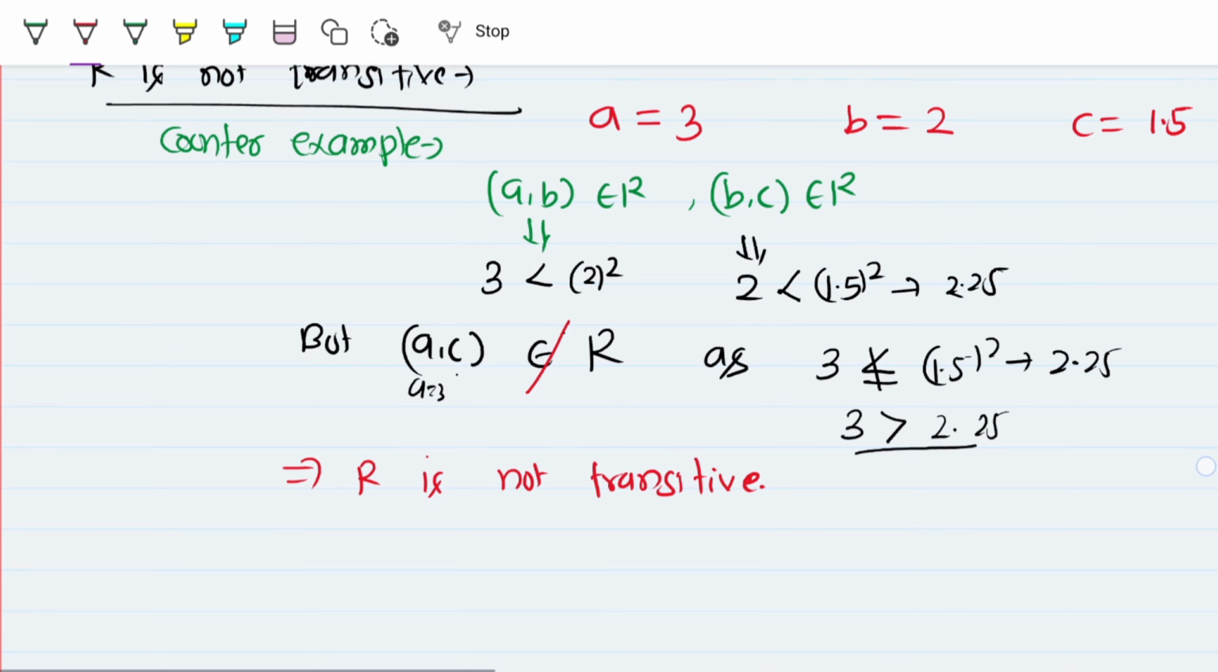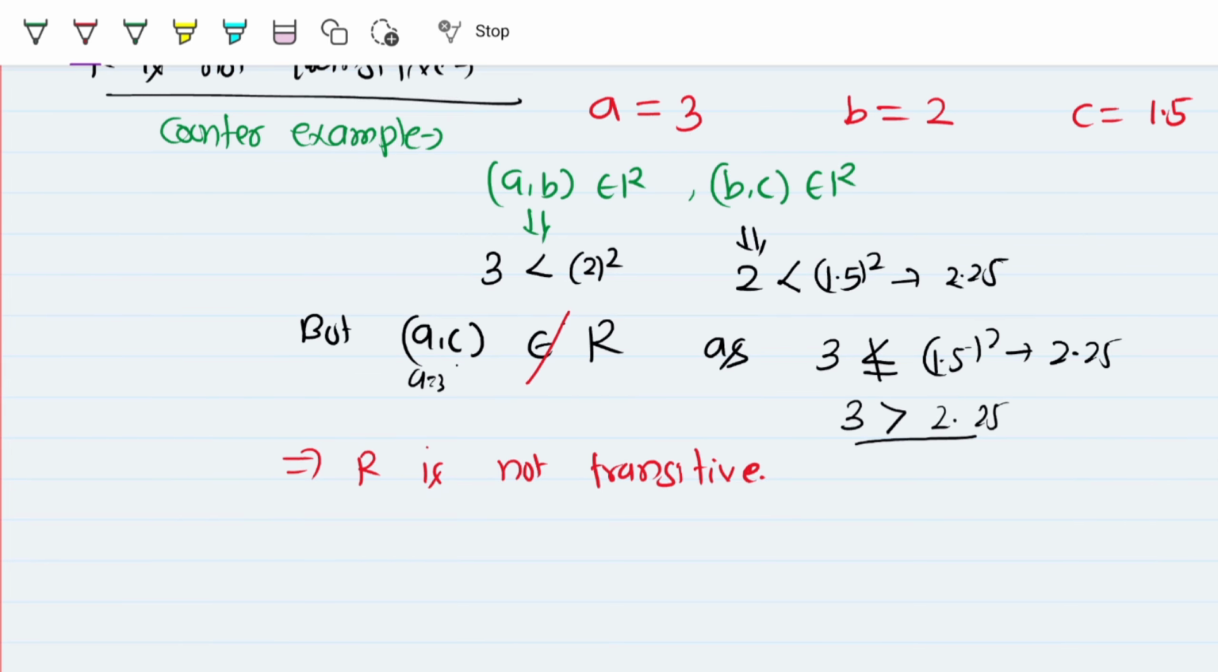Okay, so we have shown that R is neither reflexive, nor symmetric, nor transitive.